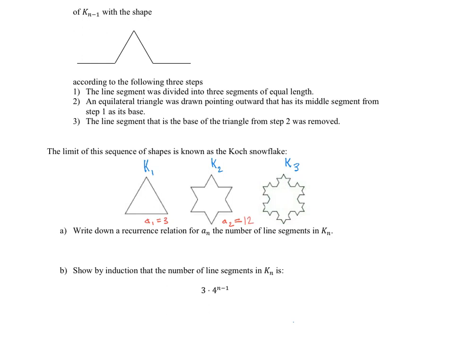See if you can pause the video for a moment and try to think about how many line segments are in K_3 without actually counting them. Try to think about it. So in K_3, there are 4 times as many line segments as in K_2. So notice every line segment in K_2 became 4 line segments. So we would get A_3 as 4 times 12.